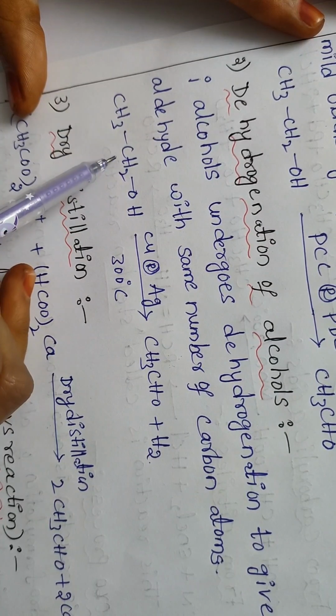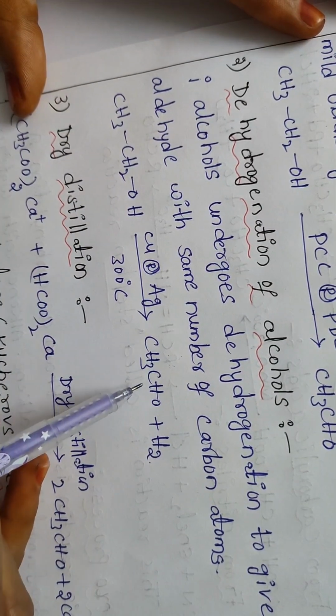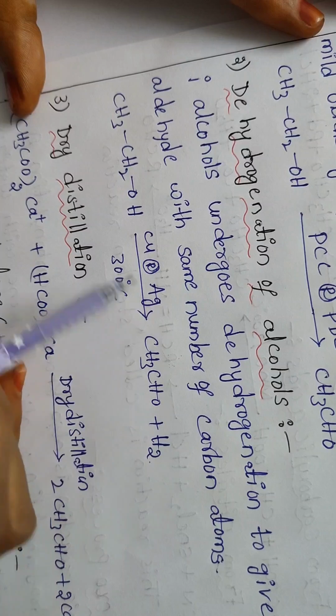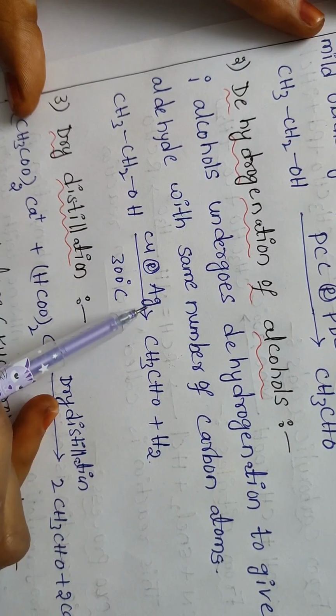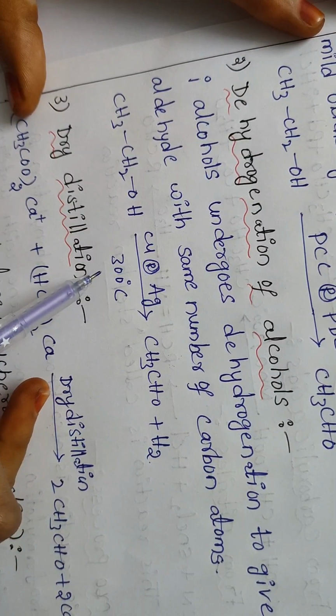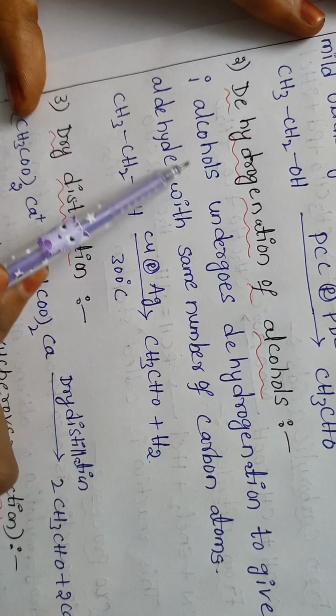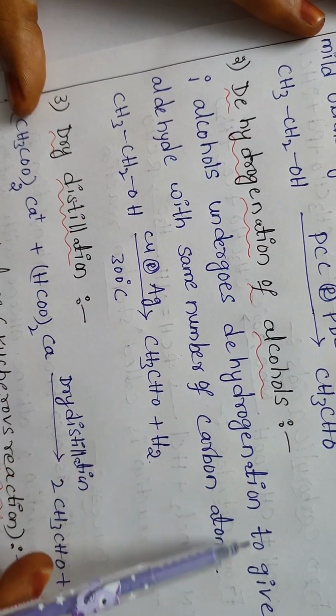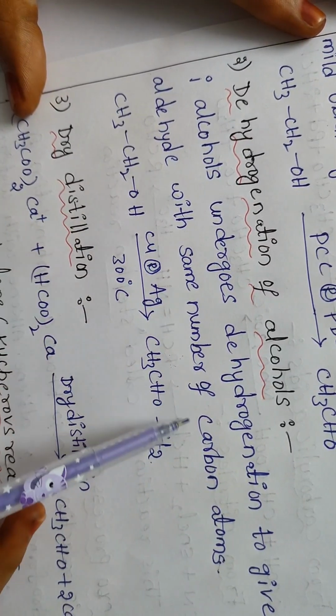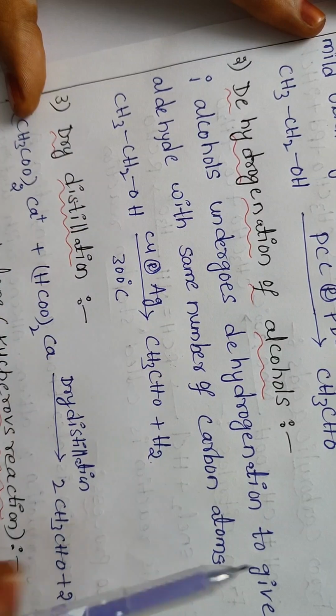So, 1, 2 carbons are present here, and here also 1, 2 carbons are present. What catalyst? Copper and silver at 300 degrees centigrade. Primary alcohols undergo dehydrogenation to give aldehydes with the same number of carbon atoms.